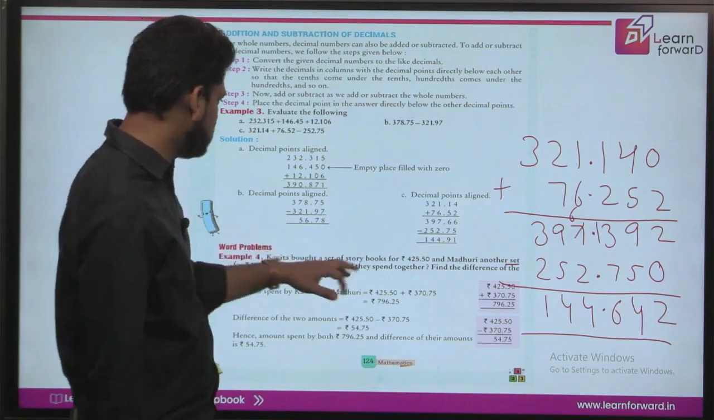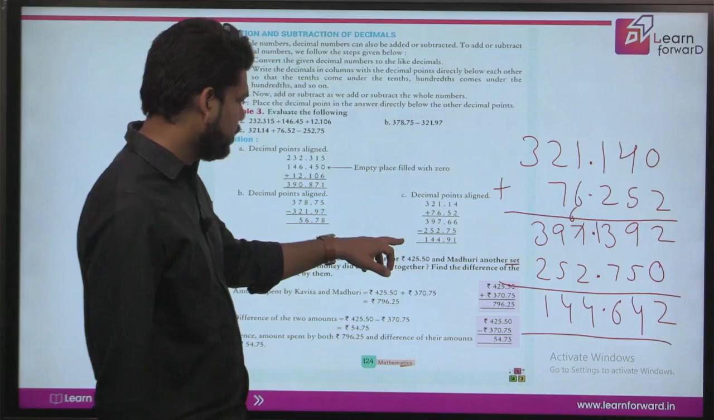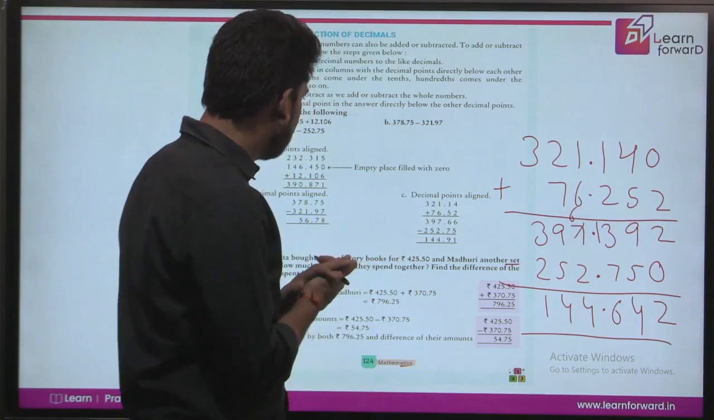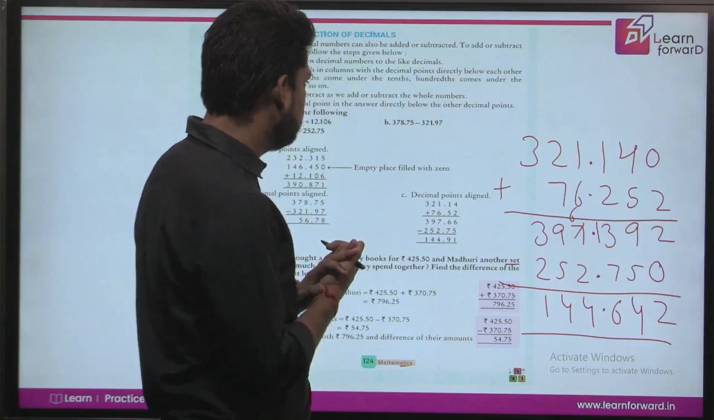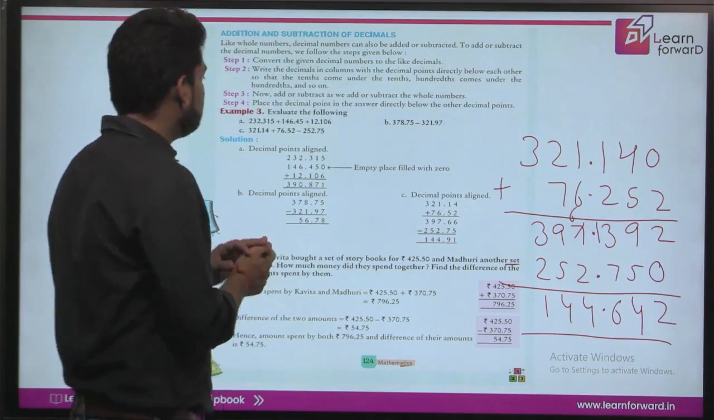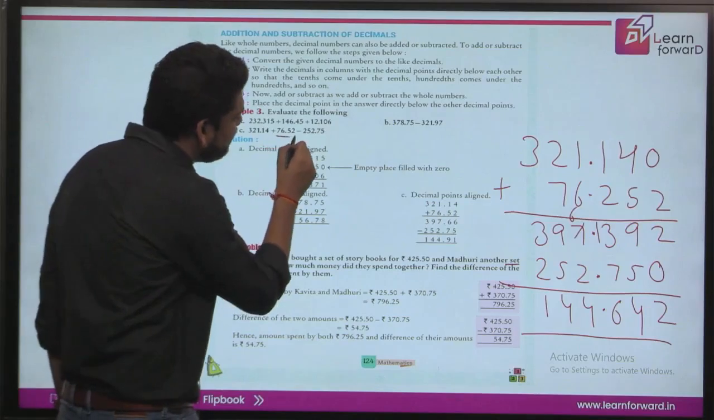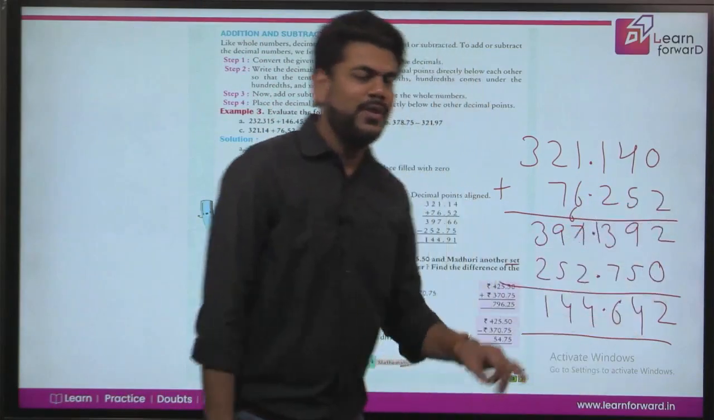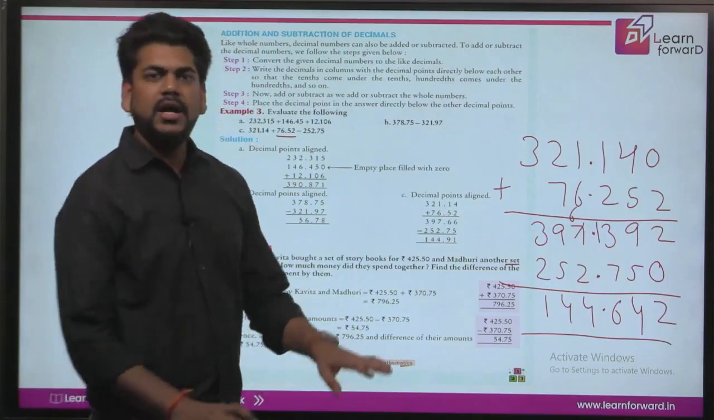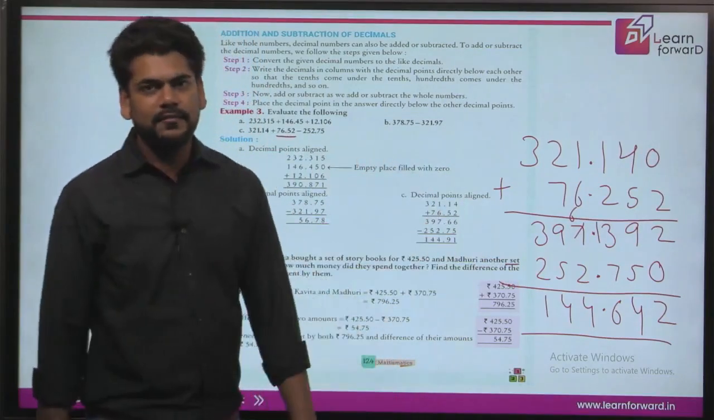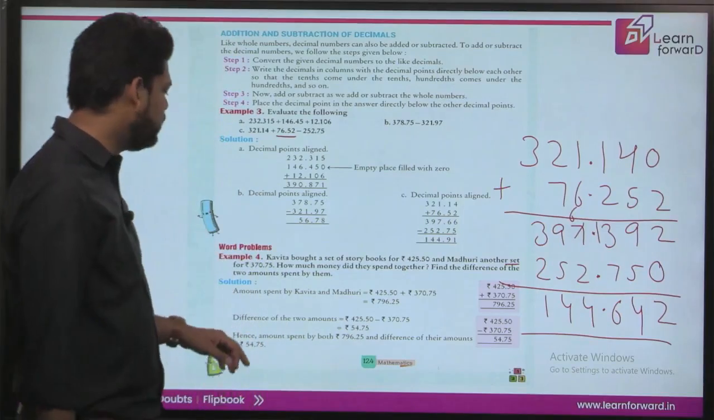Where's the final answer? Okay. Let me check again because the book is showing something else. Okay. This was my mistake. The number here is 76.52, but I have taken 26.252. That's why there is a difference in the answer. Otherwise, both the answers are correct if we have written down the question correctly. Fine. I hope you have got the concept.